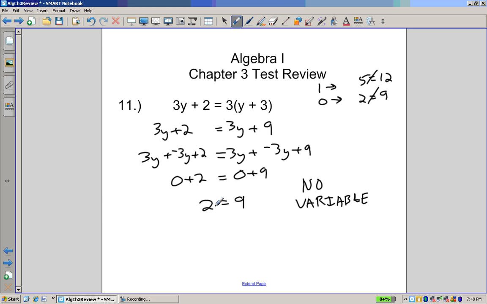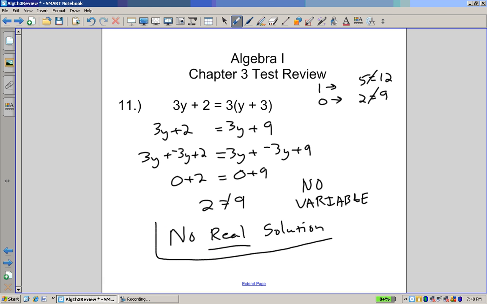No matter what you put in here, any real number, you will get a false statement. So there is no real solution. And what do we mean by real? We mean working within the real number system. No imaginary numbers, that sort of thing.